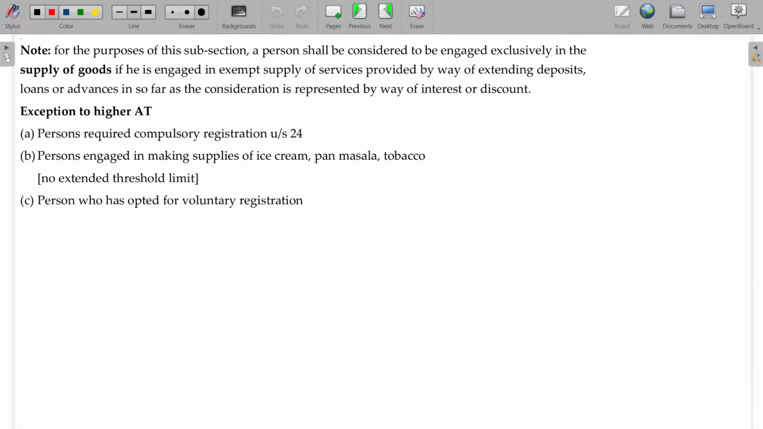Now, this higher aggregate turnover of 40 lakhs will not be applicable in certain cases. For the purpose of this subsection, a person shall be considered to be engaged exclusively in the supply of goods. In JA and other states, they need to be involved only in supply of goods. If he is engaged in exempt supply of services provided by way of extending deposits, loans and advances, so far as the consideration is represented by way of interest or discount, this will not be aggregate turnover at all. So we will not include this in aggregate turnover.